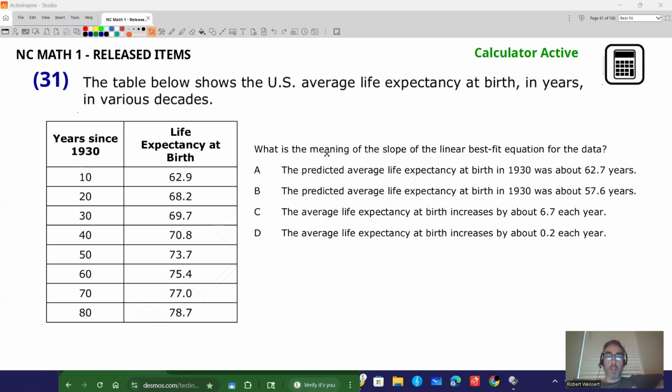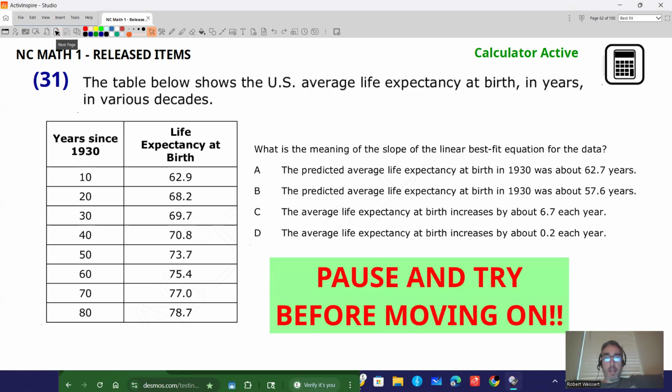The question says, what is the meaning of the slope of the linear best fit equation for the data? You should pause this, read through the questions, and see if you can determine the correct answer. Okay, we're going to go over this in 3, 2, 1.